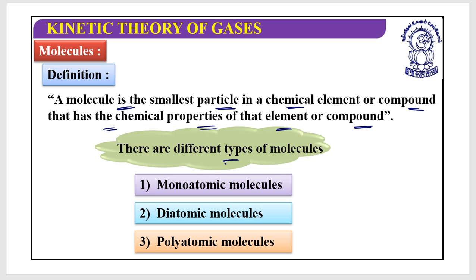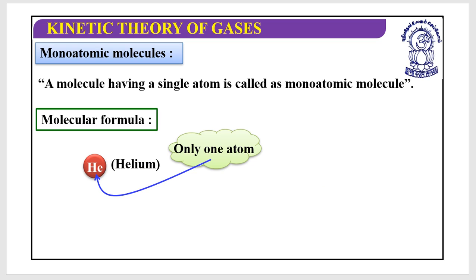There are different types of molecules. One, monoatomic molecules. Another, diatomic molecules. One more, polyatomic molecules. So these are the different types of molecules. Let's observe them one by one.